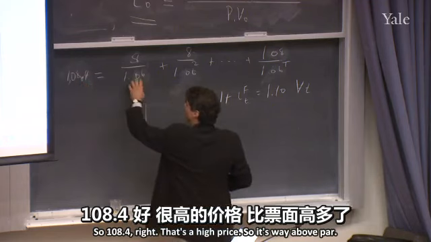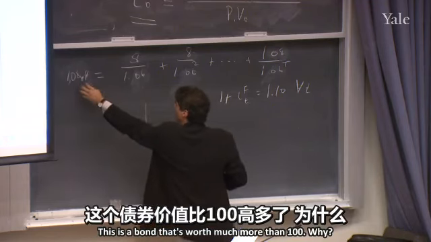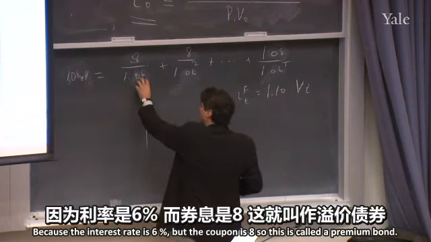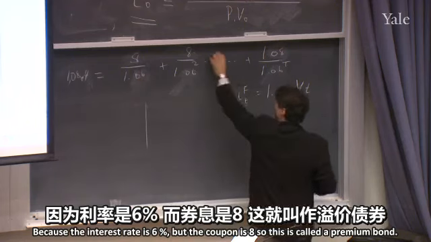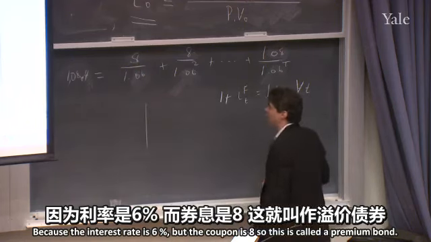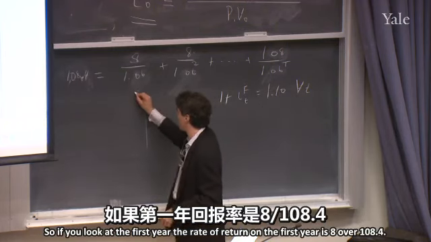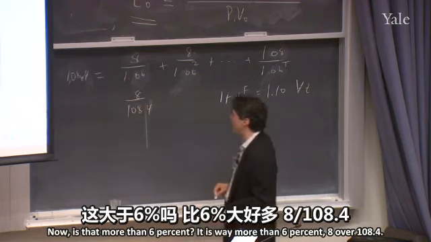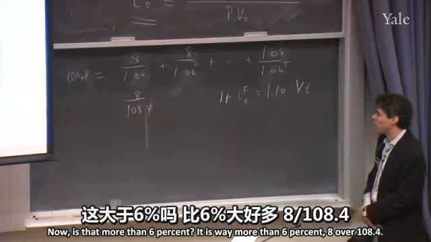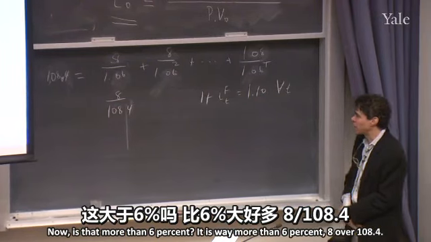It's okay, that's a high price. So it's way above par. This is a bond that's worth much more than 100. Why? Because the interest rate is 6%, but the coupon is 8. So this is called a premium bond. So if you look at the first year, the rate of return on the first year is 8 over 108.4. Now, is that more than 6%? It's way more than 6%.